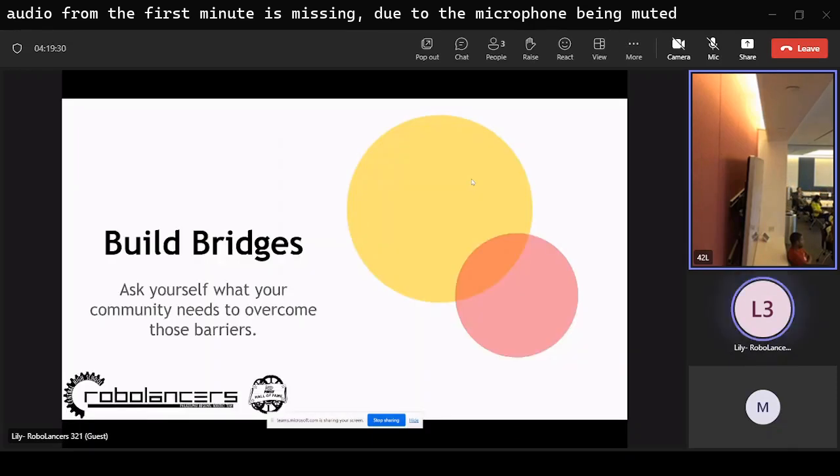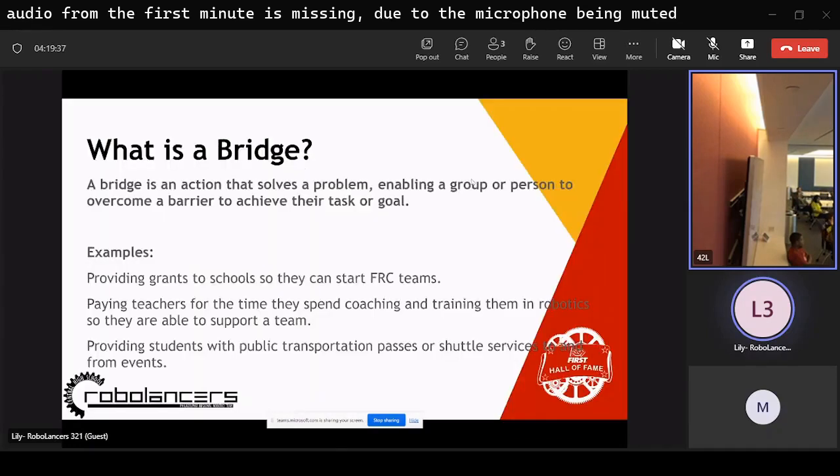Okay, and then building bridges. Ask yourself what your community needs to overcome these barriers. So for our purposes, a bridge is an action that solves a problem, enabling a group or person to overcome a barrier in order to achieve their goal.